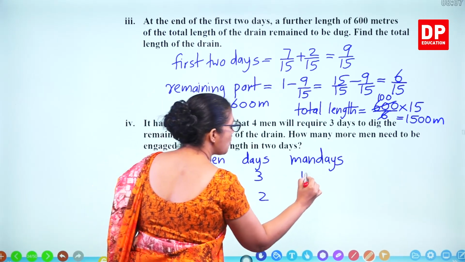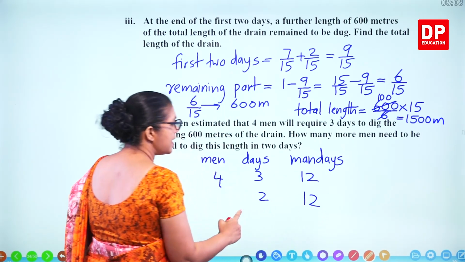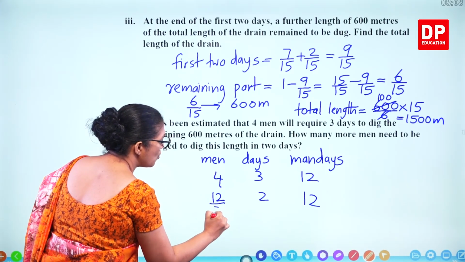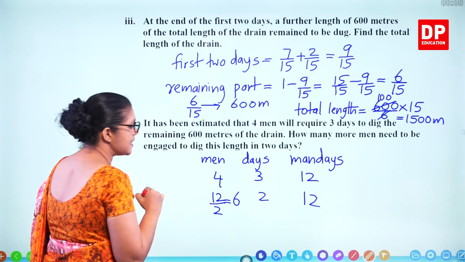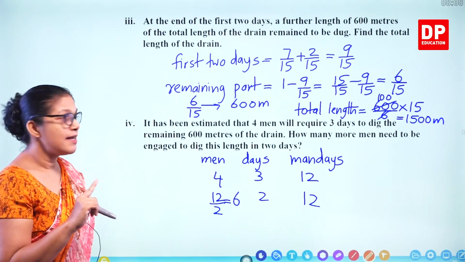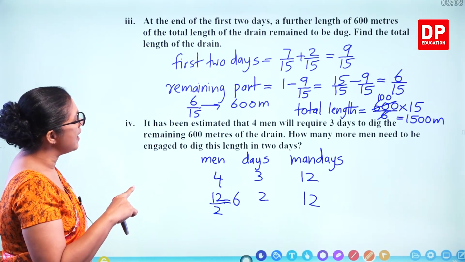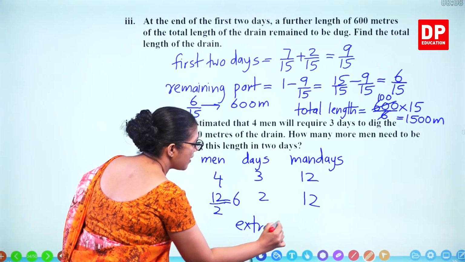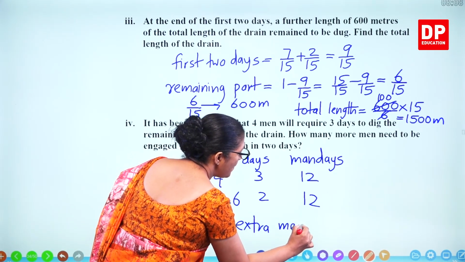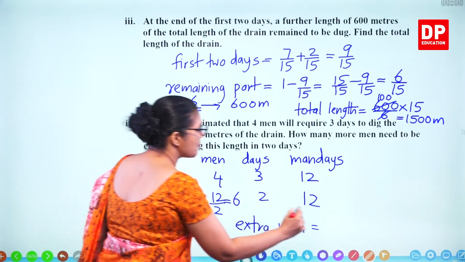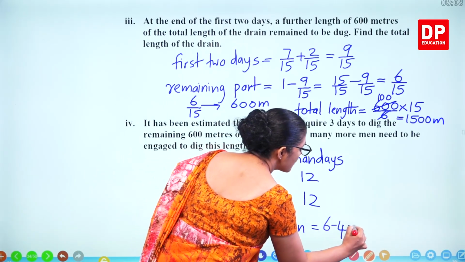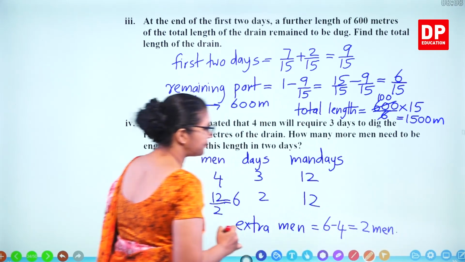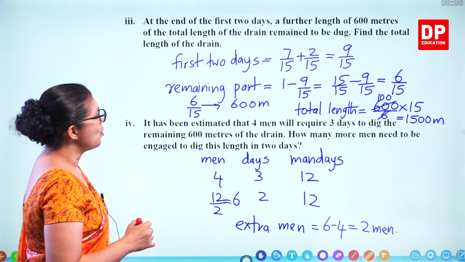4 times 3, 12. Same man days you need with 2 days. So 12 over 2 is number of men needed. So 6 men needed. Already 4 men are there. So they are asking extra men. So 6 minus 4, that's 2 men needed. So that's how you do this question.